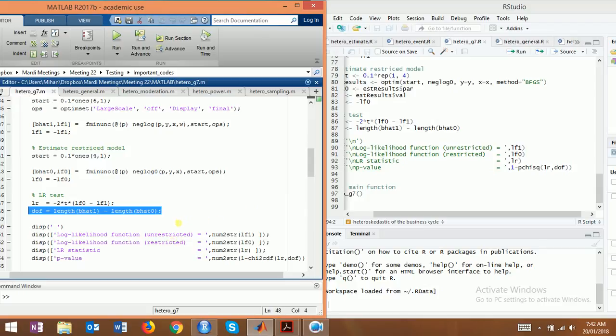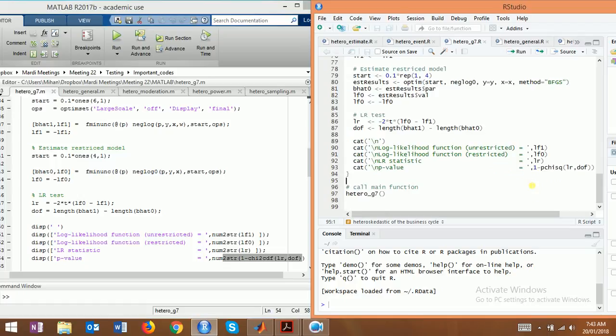So if something is missing in between, that is the degrees of freedom, which is gamma 1 gamma 2 here. So chi square CDF p chi-square. Chi-square CDF represented with p chi-square LR DOF. That's all.